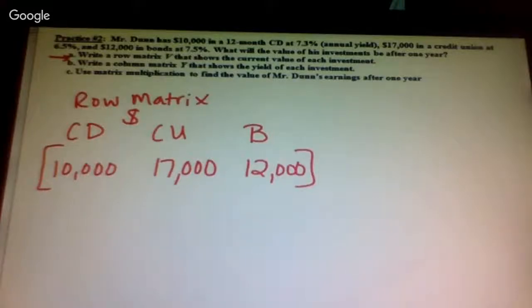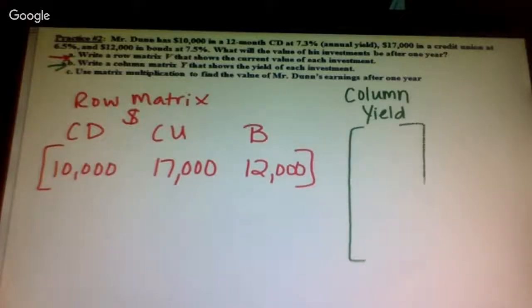Part B says write a column matrix that shows the yield of each. So we need the yield, basically the percentage, right? If I'm yielding something, is my account getting bigger or smaller? Are you going to invest money for your money to shrink? No, that makes no sense. So it's going to get bigger.